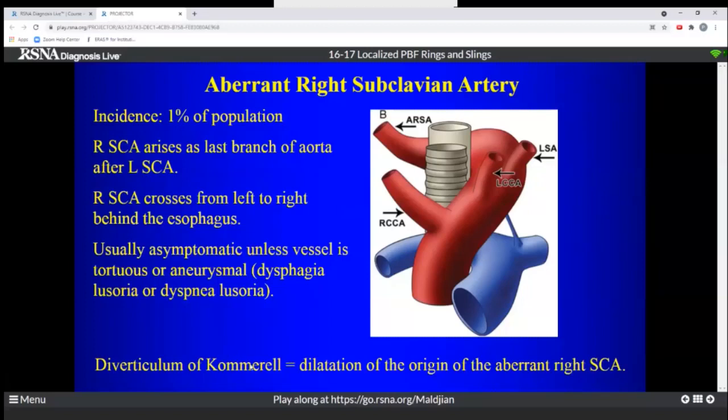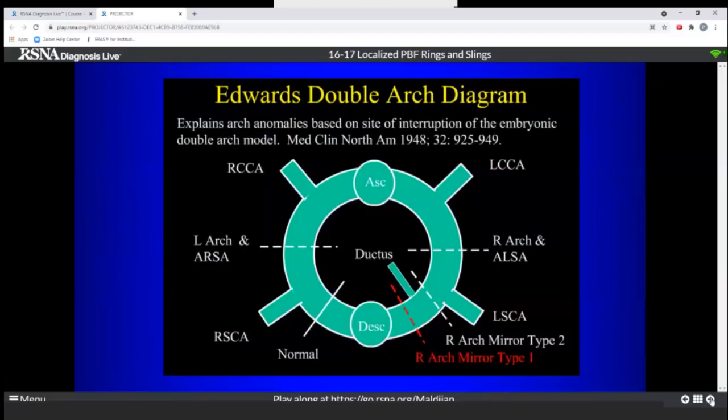Another common finding is the diverticulum of Kommerell, which is dilatation at the origin of the aberrant subclavian artery. So dilatation here at the origin of the aberrant vessel, that is called the diverticulum of Kommerell, and that is a common finding with an aberrant subclavian artery.